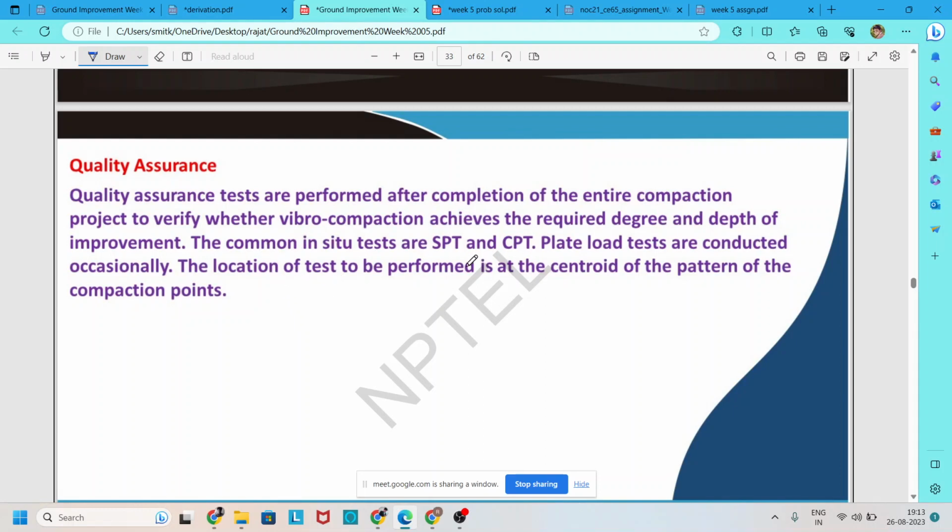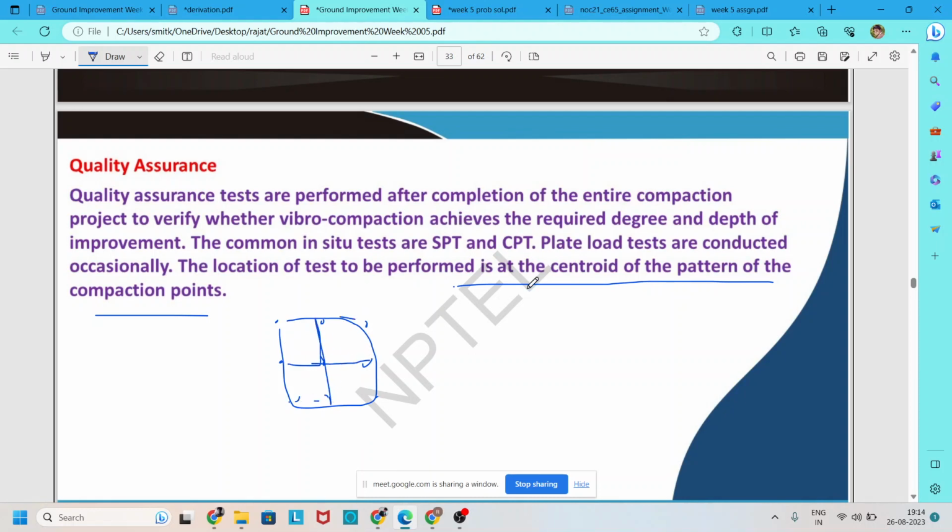This trial test should be conducted at the center of the pattern of the compaction points. That means if we go with the square pattern like that, this SPT-CPT test should be done at the center of the square pattern.